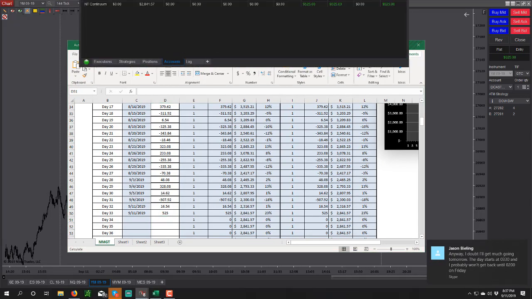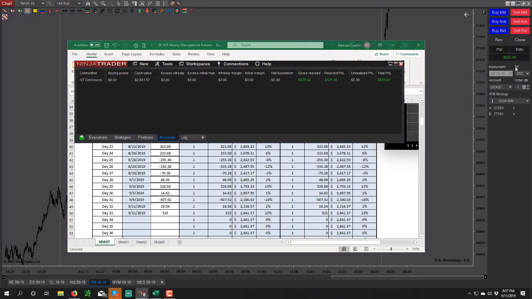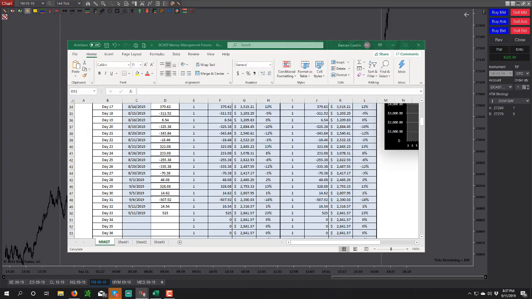Let's bring in the account. You see that today we had a $525 gain on two trades, $525 gain. That increased the balance to 284,157. So we're dollar for dollar, penny for penny matched up. Okay, and today was a good day.